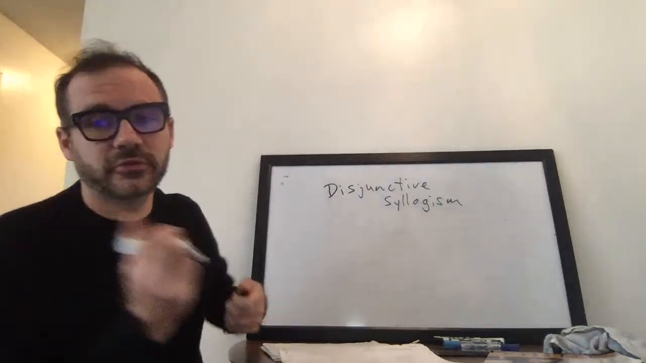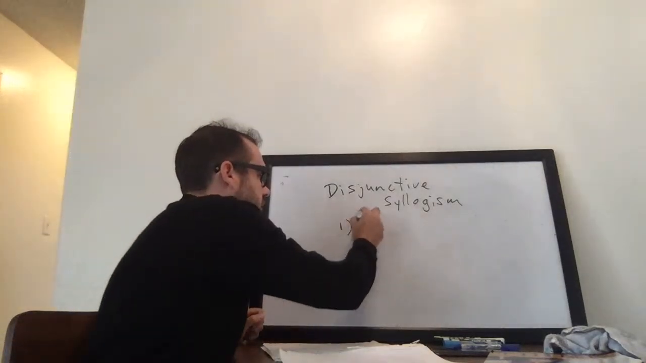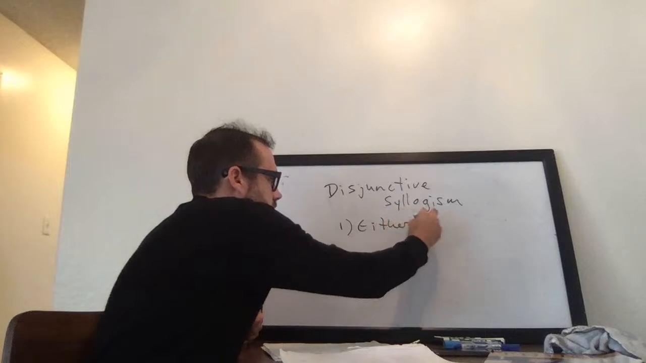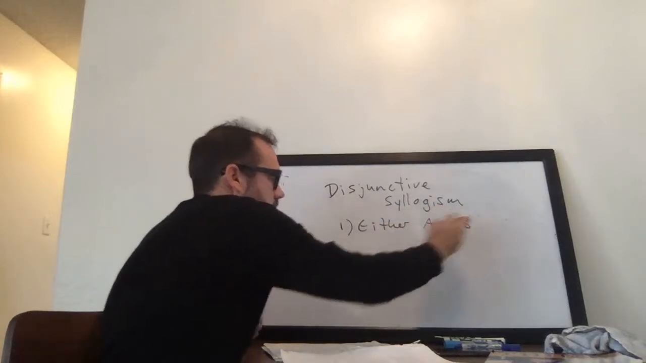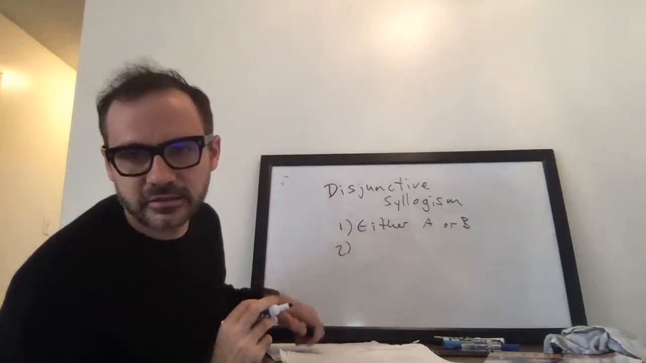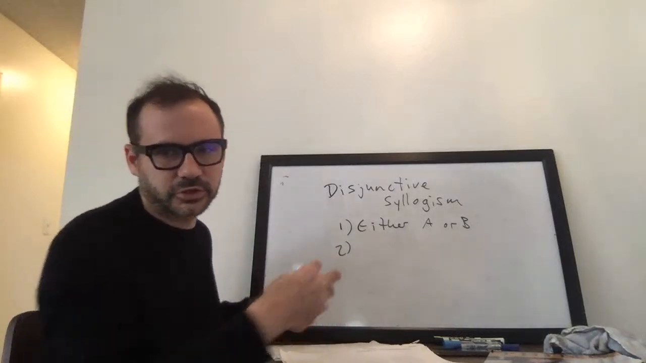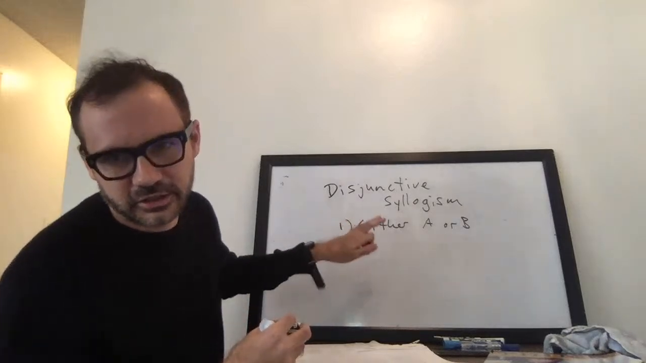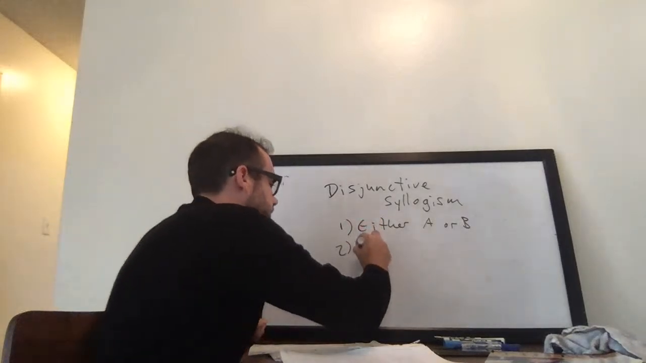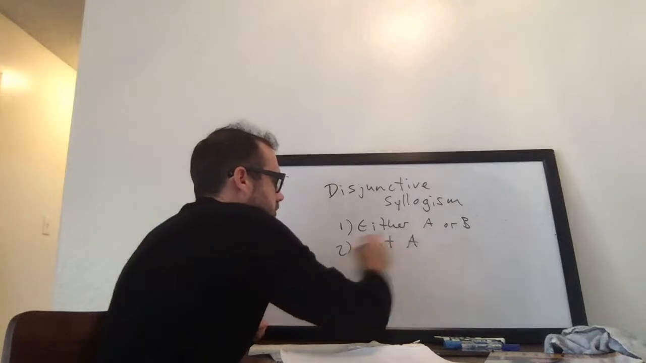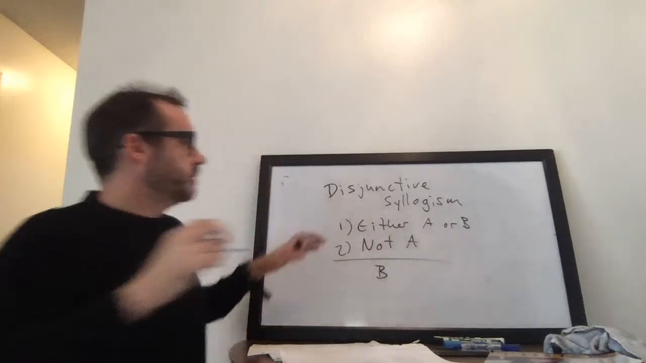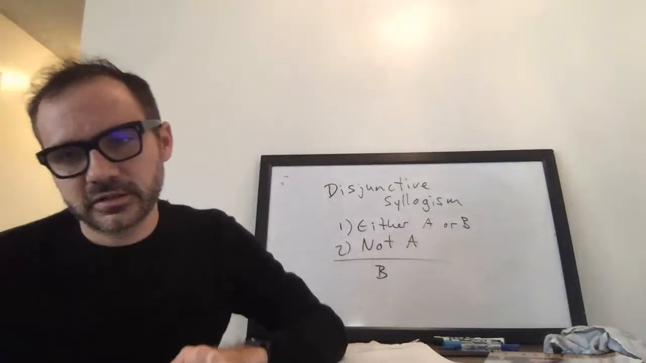Okay, good, Jamie. First of all, either A or B. Second premise following that is not B. Therefore, the conclusion, sorry, not A in your example, and therefore the conclusion would be B. All right, that's a disjunctive syllogism. That's the form that it has.